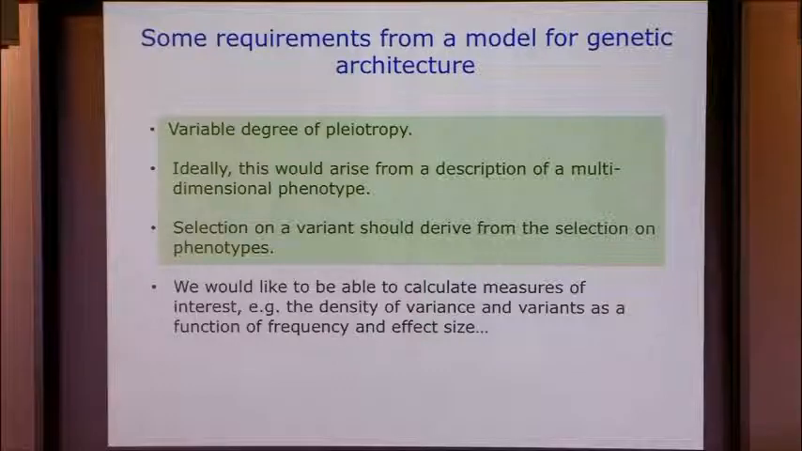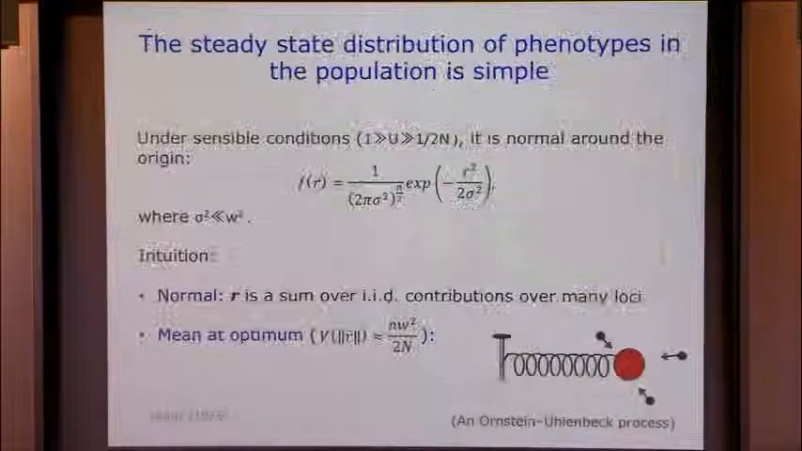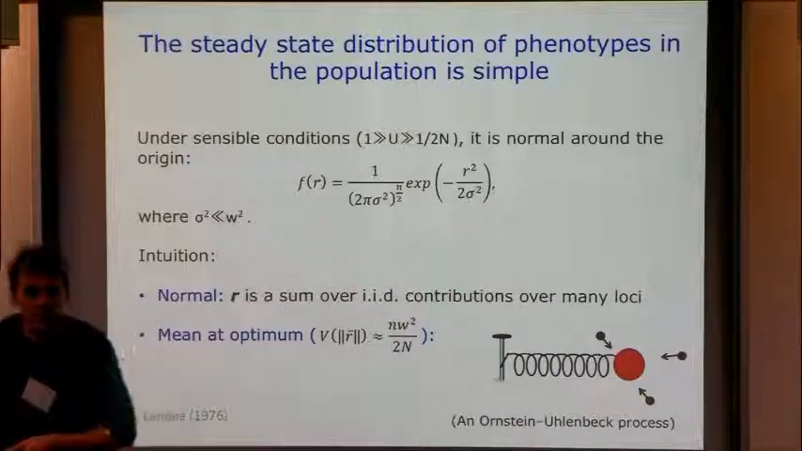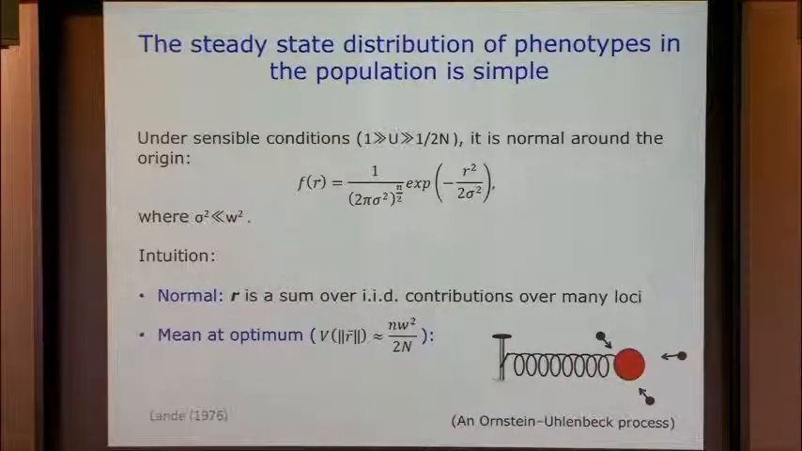Now it would be nice if we could actually calculate something, and despite the fact that this is quite a Baroque model, it turns out it behaves rather simply. Under sensible conditions about the mutation rate, namely that it's high enough such that it would be a quantitative trait, that many loci would segregate, but not so high that multiple mutations affecting the trait arise in a single individual in a single generation.